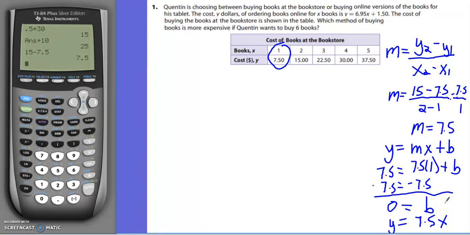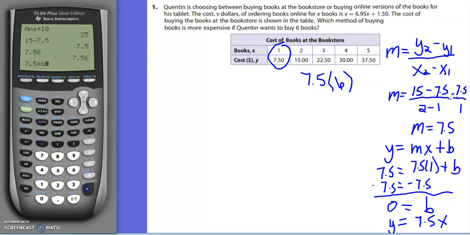And we want to know what it is for 6 books. So 7.5 times 6 is 45. So it costs $45 at the bookstore.